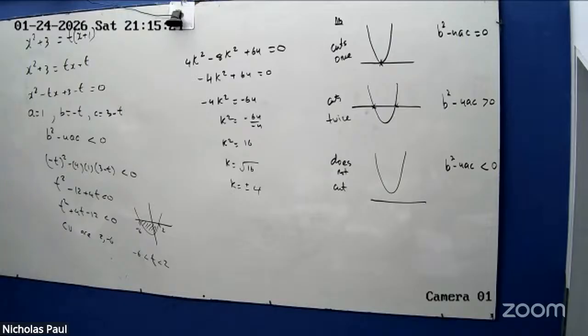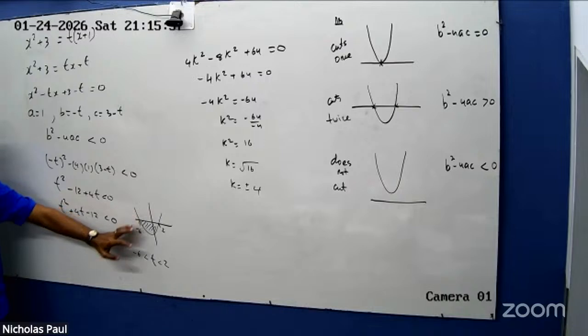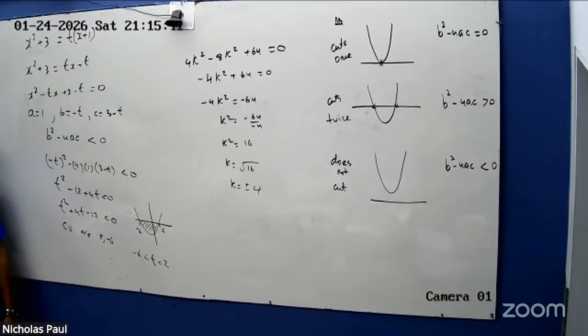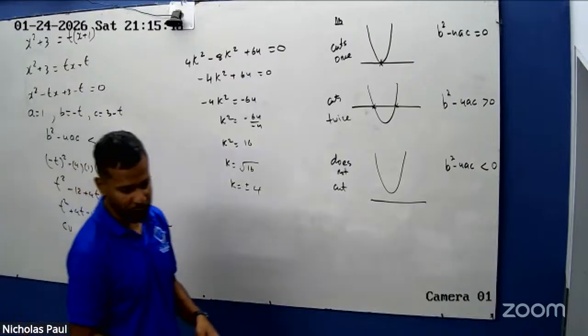Anybody not all the way there? There we go. Minus 6 and 2. Right? You have to do the shading. You can't just write the answer. You have to do the graph. We're using the graphical method. Some of you might use the table method in school.